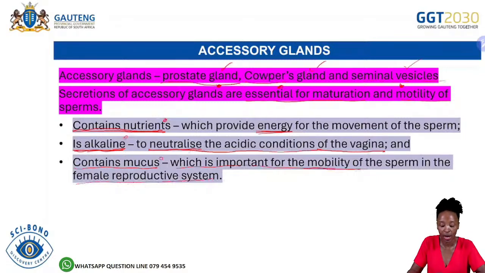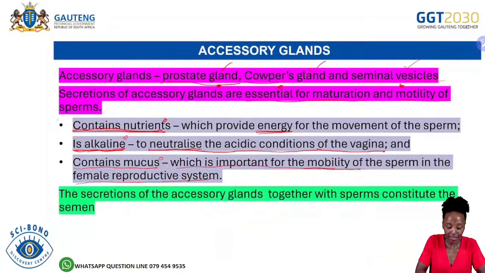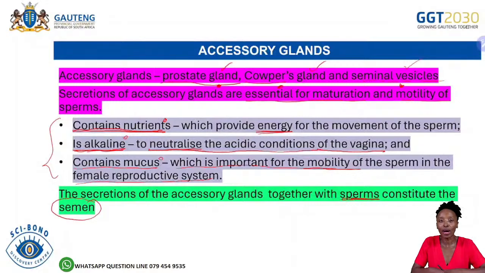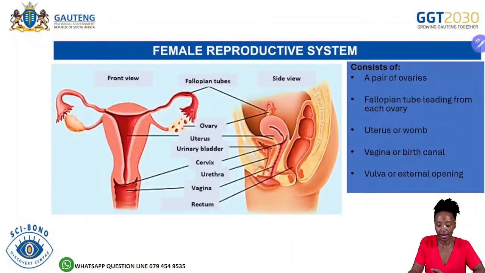So now that you know, lastly, the secretions together with the sperm cells constitute what is called the semen. So what is taken out of the male body through the urethra is the semen. What is the semen? It is that fluid that has the sperm cells plus the secretions of the 3 accessory glands. So do remember that the semen has sperm cells in it. Okay, now we're going to move on.